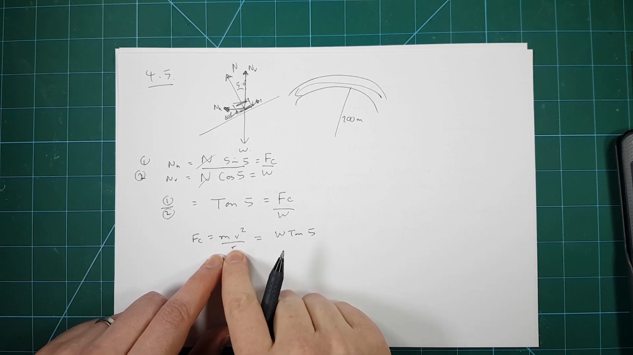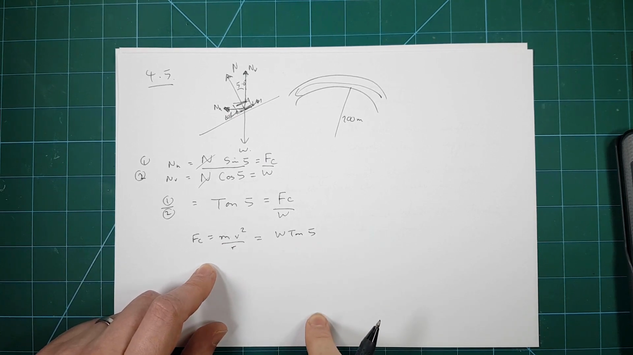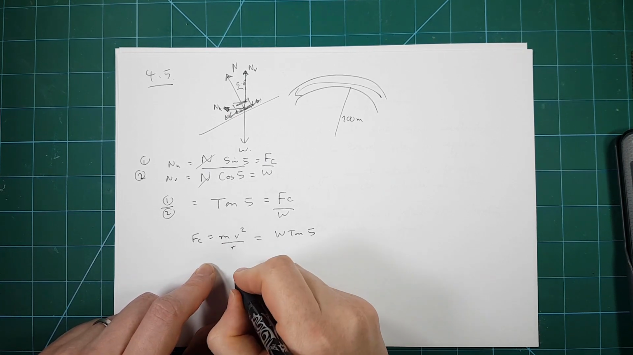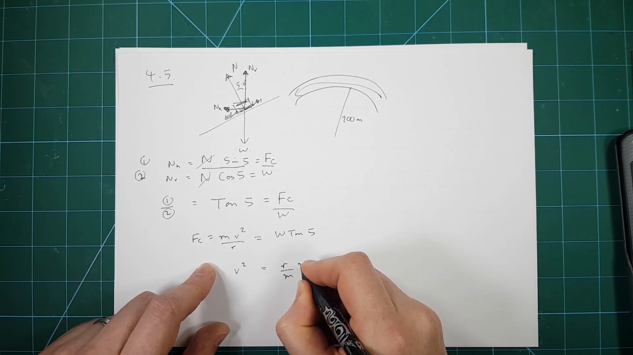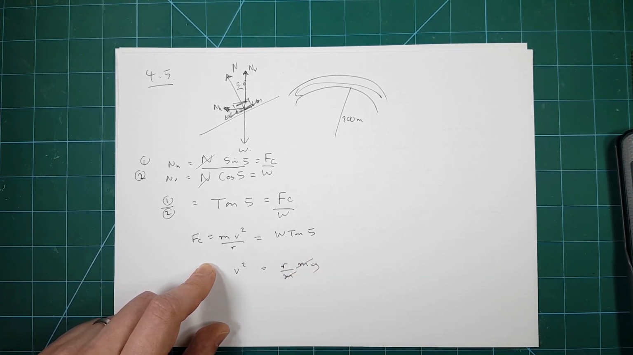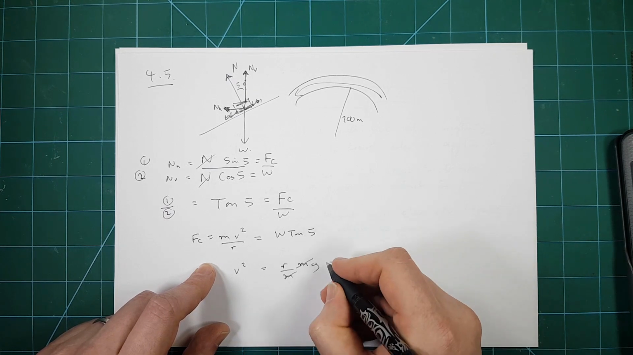We're trying to find V. We know that, we know that, and we know that. So we can now rearrange and solve for V. So we get V squared is equal to R over M. W is mg, so the masses of the vehicle cancel, it doesn't matter what it is.